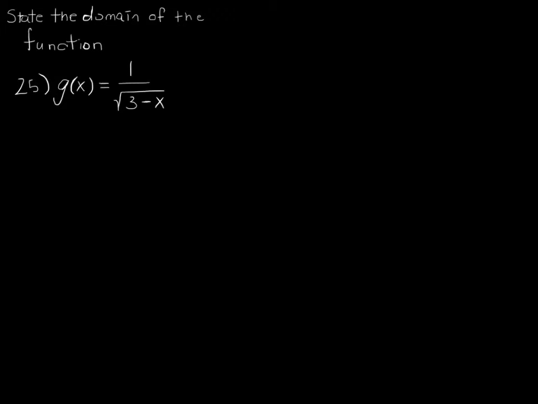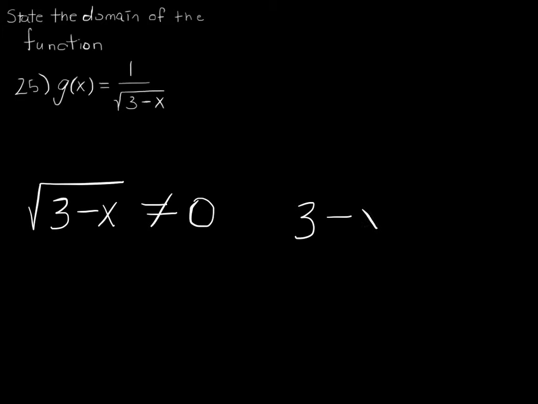Number 25 is similar to number 24, except what we have in the denominator underneath the radical is a little bit more complicated. We need to make sure that the denominator of this entire fraction does not equal 0. That means we need to make sure that the square root of 3 minus x does not equal 0, and that 3 minus x is greater than or equal to 0.